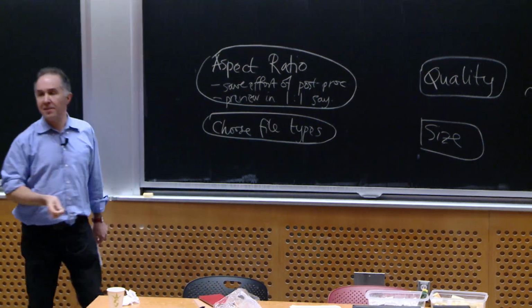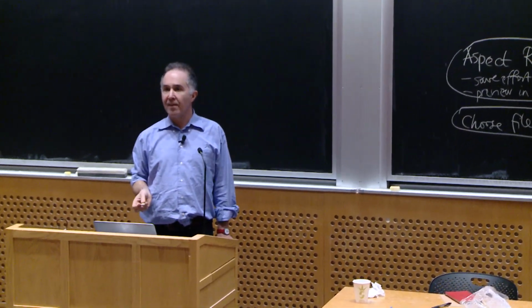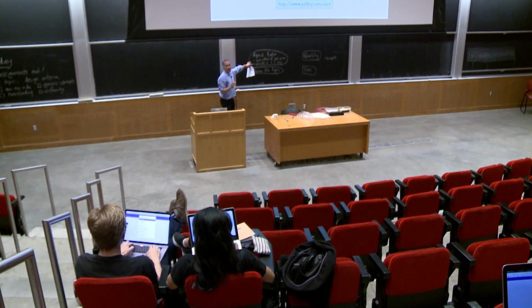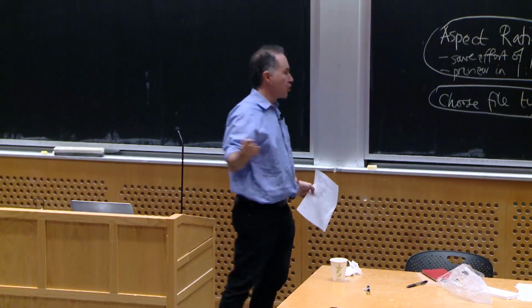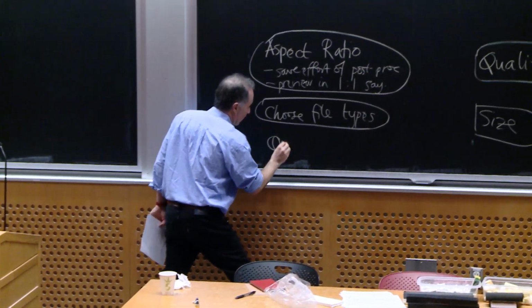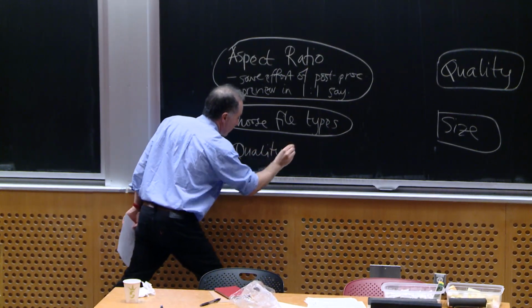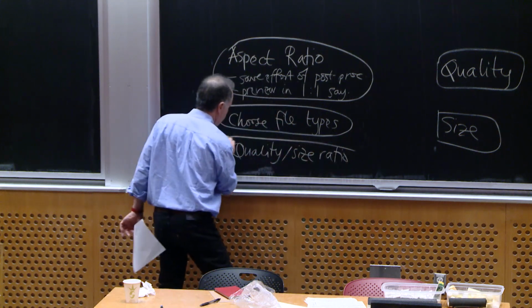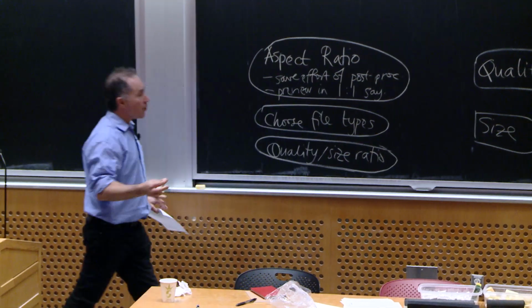Is there another purpose? Is it Michael? To crop an image is really the aspect ratio. That's what I had in mind for the aspect ratio one. But yes. Costa? To choose how much storage a file takes, sure. It's sort of, we could call it the quality size ratio, right? Good. So let's stick with that for now.